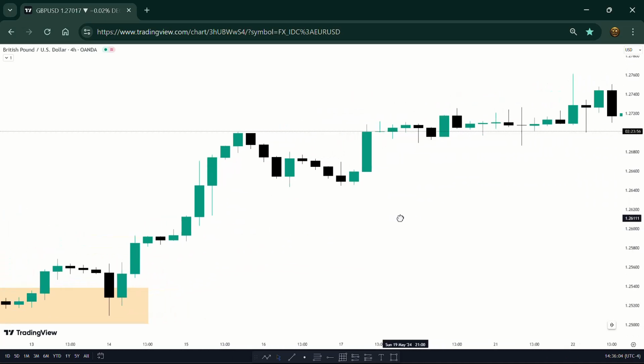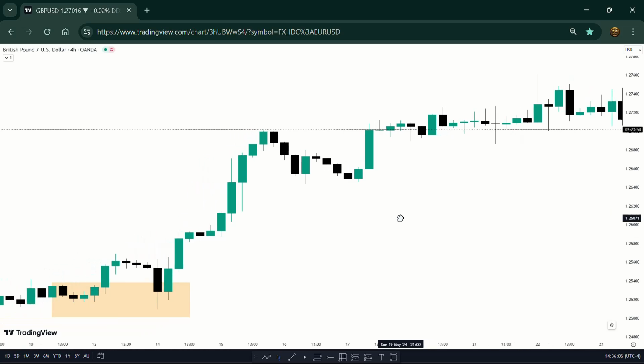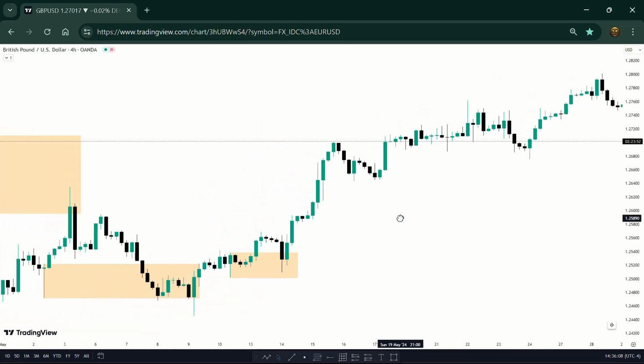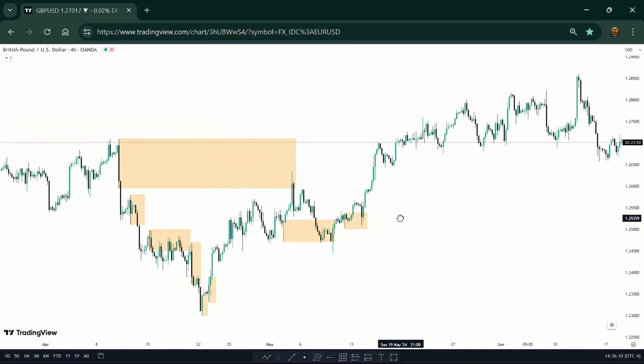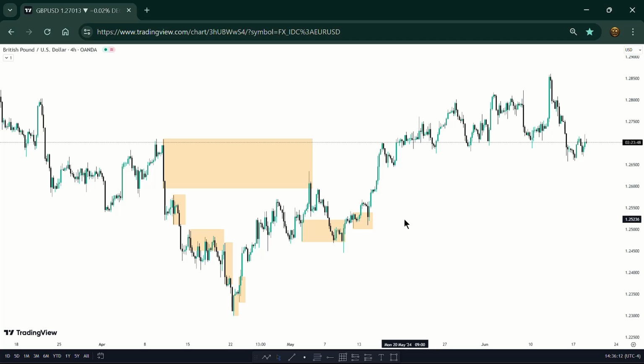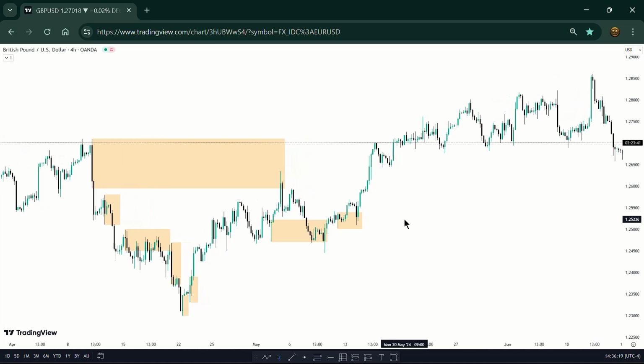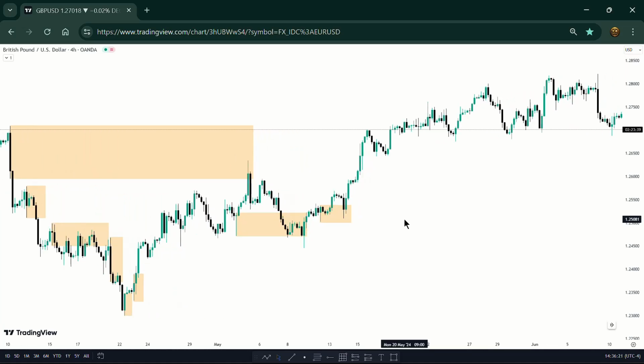All right, so guys, you can use your own charts. I like using this one because it's what I trade. So you can use your own charts and try to just identify a few things here and there.